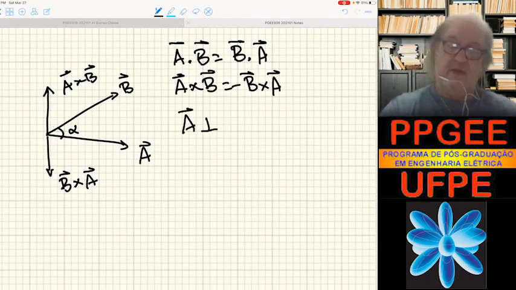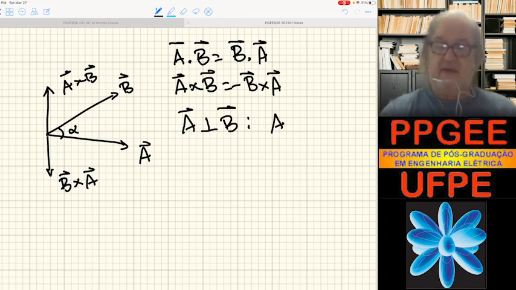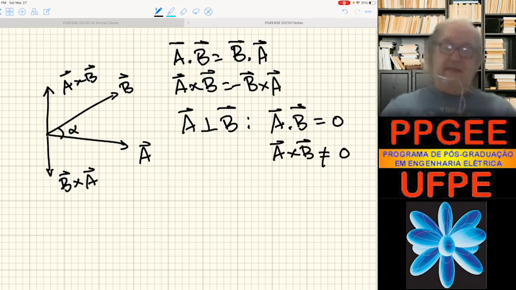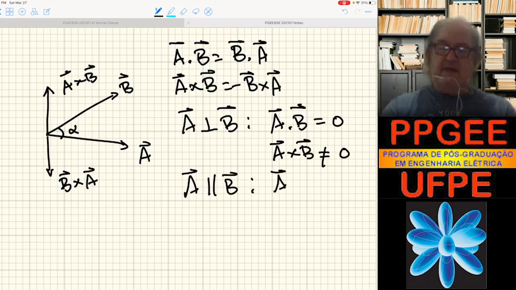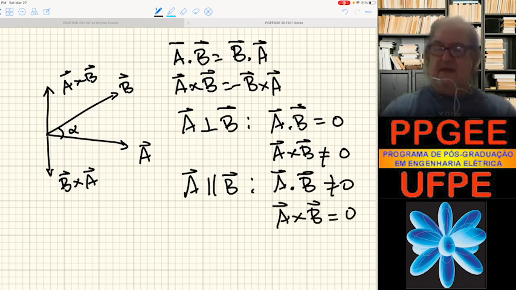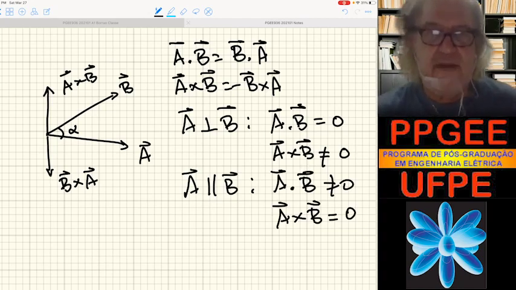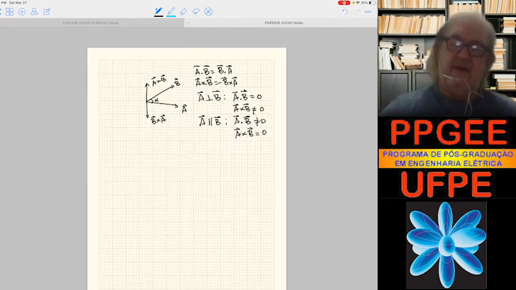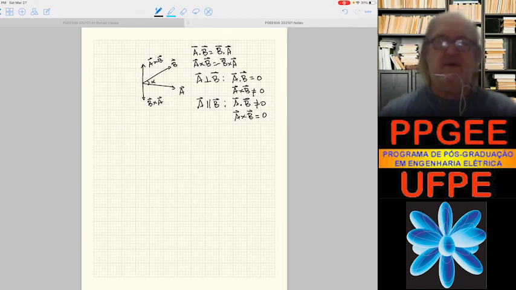A orthogonal to B, we have different results. A dot B equals 0, A cross B not equal to 0, but maximum in magnitude, right? A parallel to B, A dot B not 0, A cross B equals 0. So I have different things for those vectors, okay? Very well. Now let's move on.